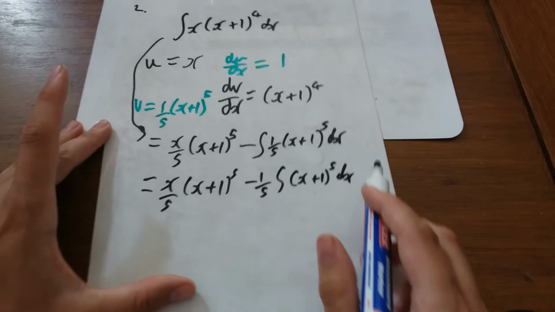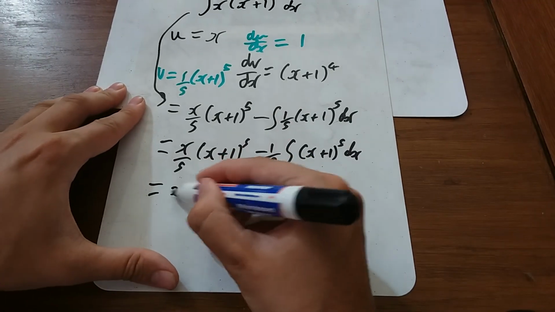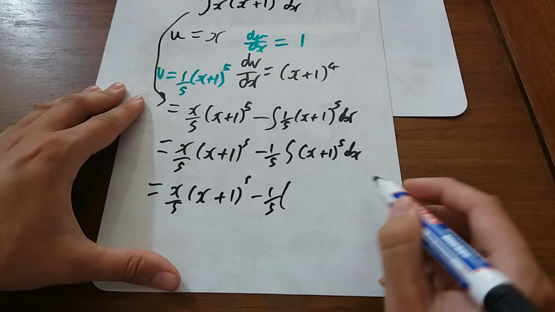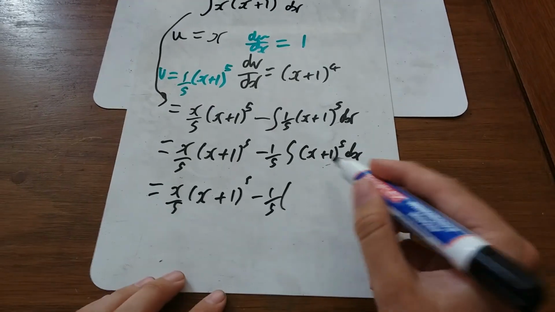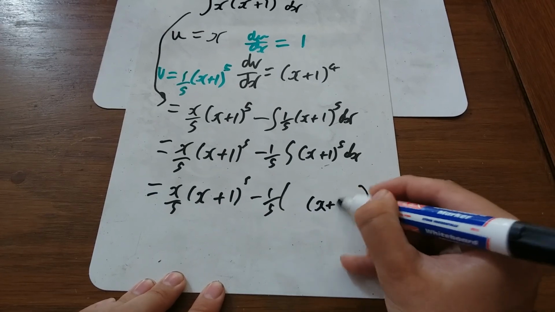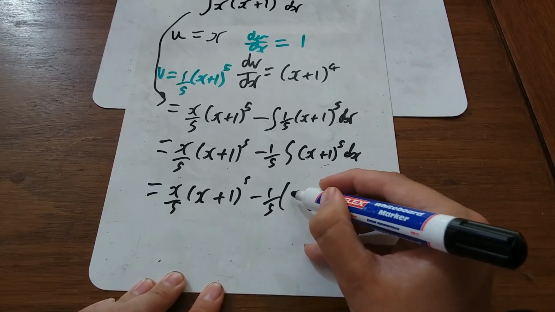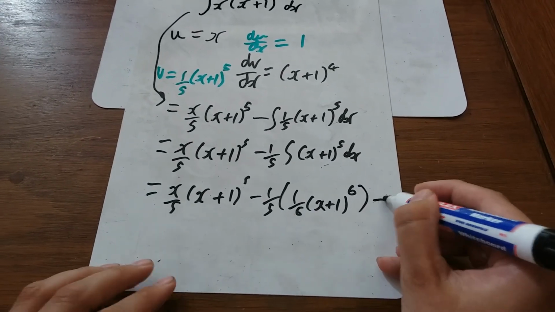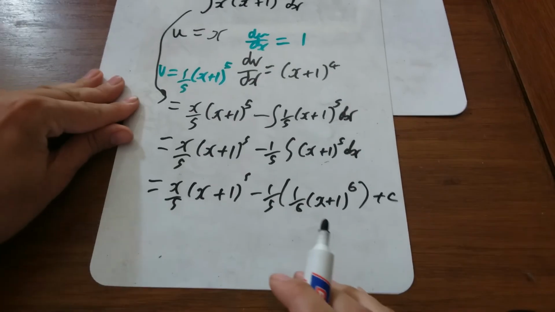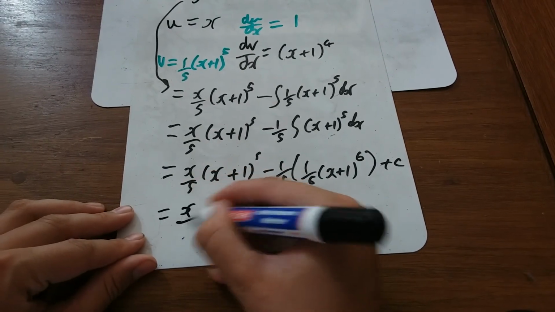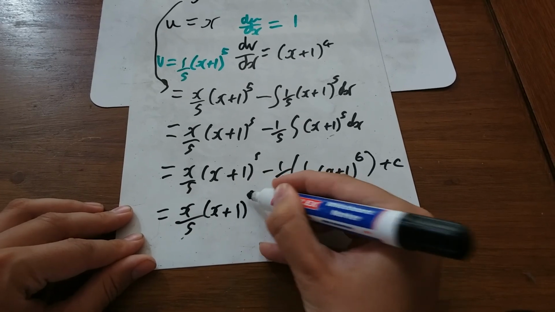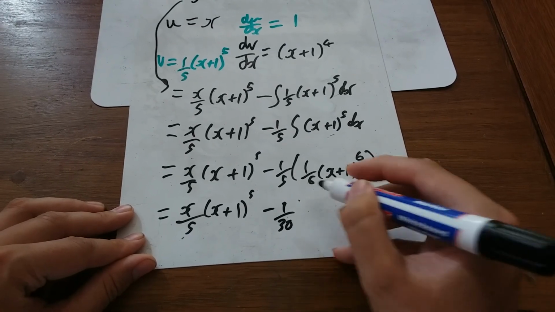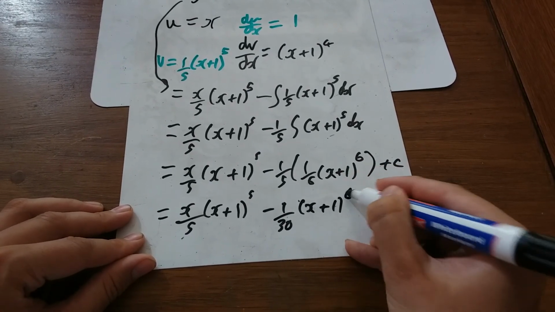Okay, well, integrating this, we're going to have to do some chain rule. So we're going to have x over 5, (x plus 1) to the 5, minus a fifth times whatever comes out of this integral. Whatever's in this integral is x plus 1. We add 1 to the power, we divide by the new power, and we'd also divide by 1, which doesn't change it. The last integral sign's gone, so I'm going to put a plus c. And now I'm just going to neaten it up a bit. So we've got x over 5, (x plus 1) to the 5, minus the fifth, minus the sixth, that's minus a 30th, (x plus 1) to the 6 plus c.